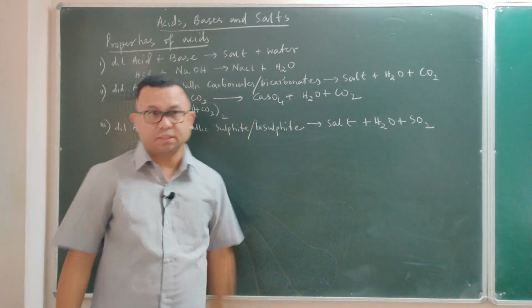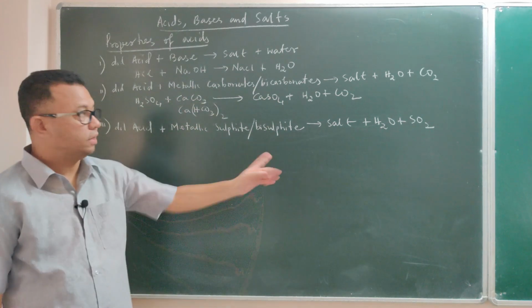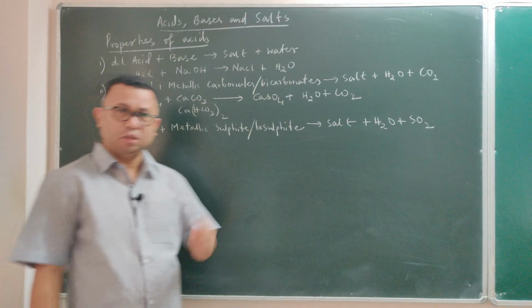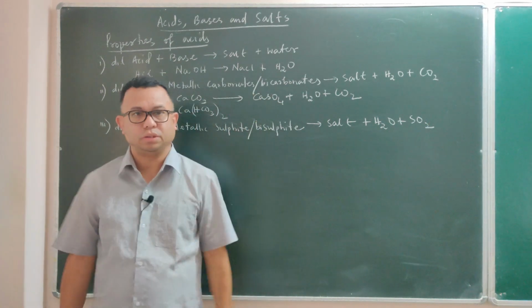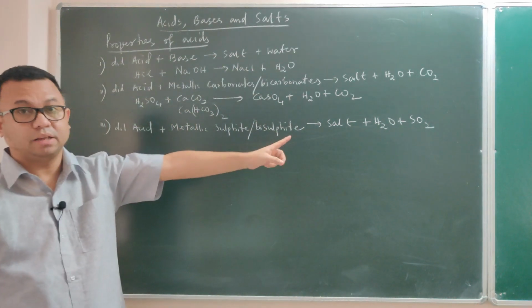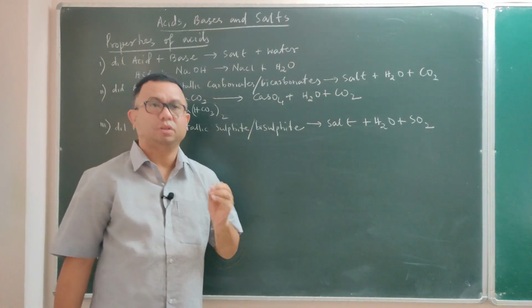I said carbon dioxide is tested by lime water. Lime water is turned milky, sulfur dioxide actually turns potassium dichromate solution green. This gas, when you are passing through potassium dichromate solution, it will be turned green. So sulfur dioxide is tested with potassium dichromate solution.